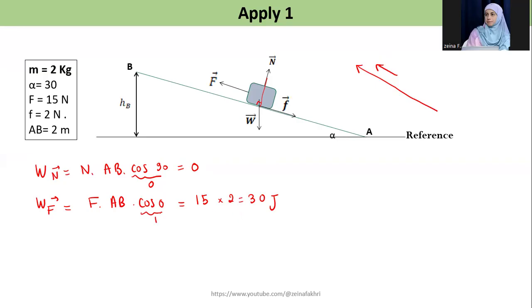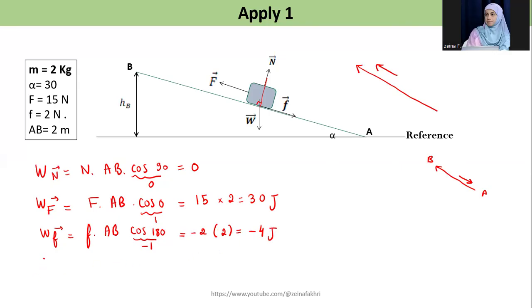Now, let's continue. We have to find the work of the friction, which is the friction multiplied also by AB. If we pay attention, the motion is upward, from A to B, while the friction is always opposite to the motion. So the angle between the two vectors is equal to 180, and cosine of 180 is negative 1. So we get 2 multiplied by AB, which is 2 also, multiplied by negative 1, so equal to negative 4 joules.